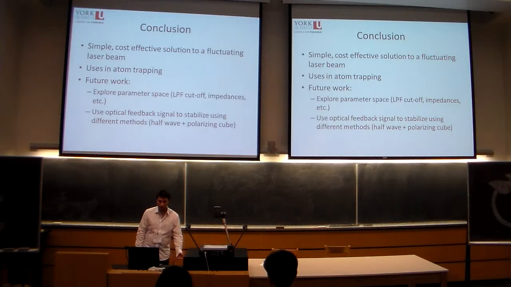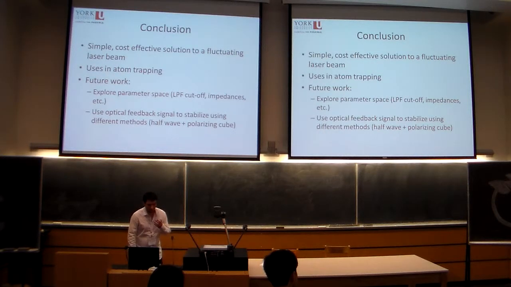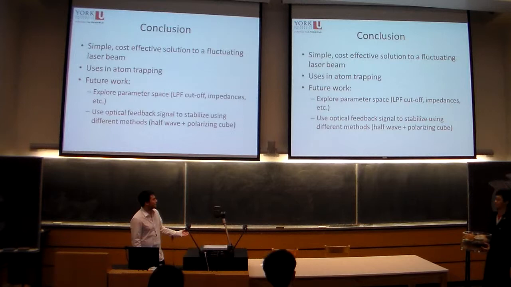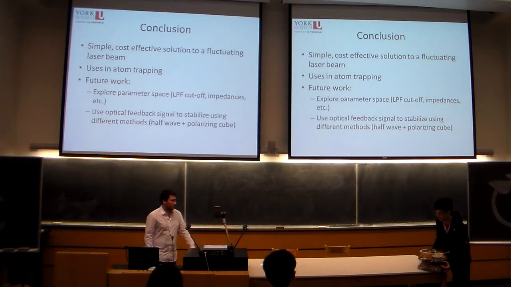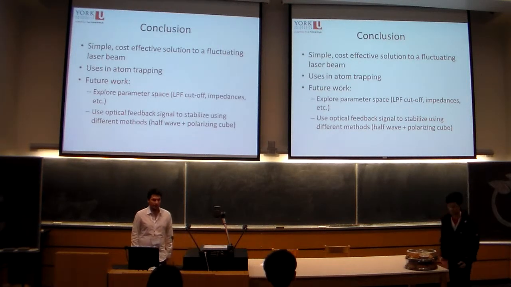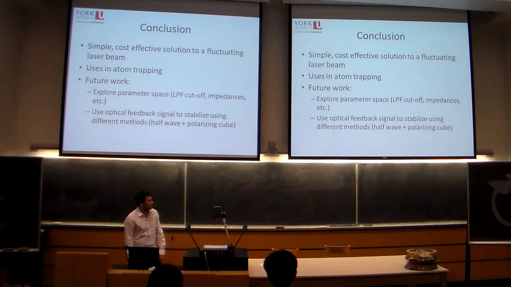And in terms of future work, I plan on first of all testing this on a gas laser whose intensity is naturally fluctuating, just to see if we get the same kind of results. That's the first thing I'll do. Second of all, I'd like to explore the parameter space for this device. So for example, I could change the low pass filter cutoff frequency or impedances within the circuit and try and optimize and find the best set of values that make this work.